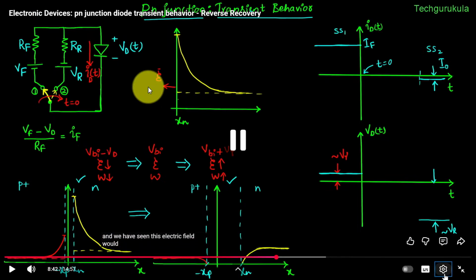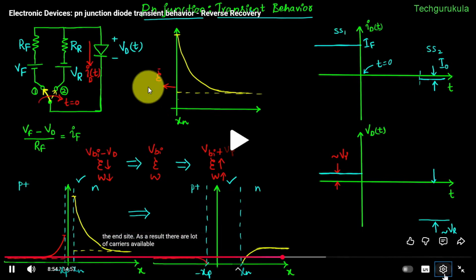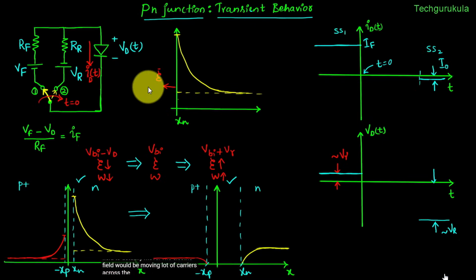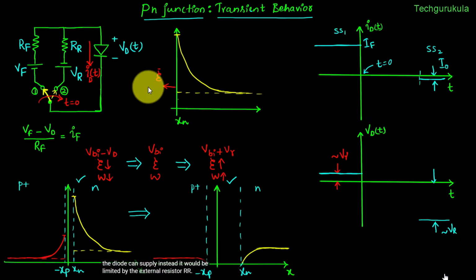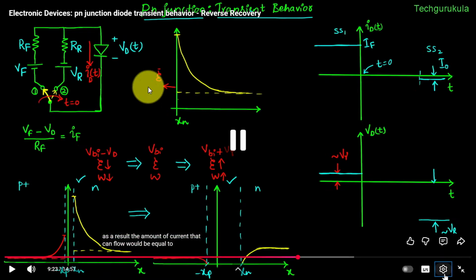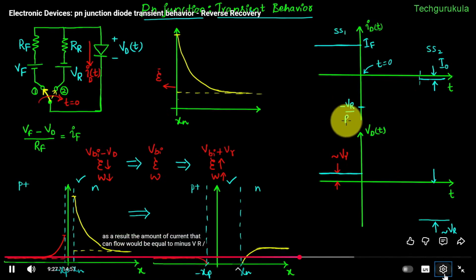And we have seen this electric field would increase as we allow time to increase, which means this electric field would sweep holes and send them to the n side. As a result, there are a lot of carriers available for the electric field to actually move. The electric field would be moving a lot of carriers across the depletion region, which means even though we suddenly change it to reverse bias, there would be current flowing, but the direction of the current would change. And as there are plenty of carriers which can actually move, the current wouldn't be limited by how much the diode can supply. Instead, it would be limited by the external resistor R. So as a result, the amount of current that can flow would be equal to minus VR over R approximately.